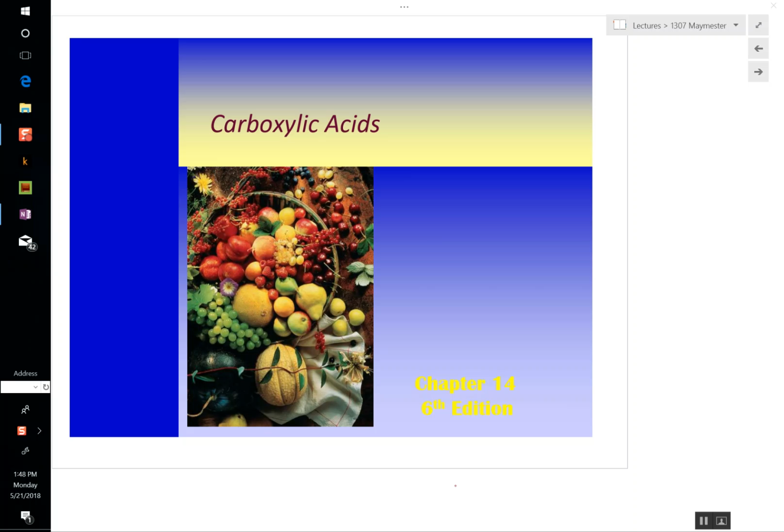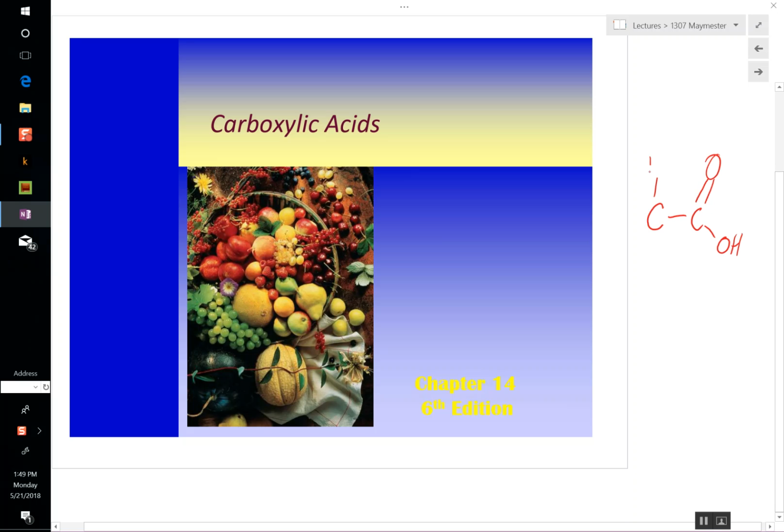Carboxylic acids and esters. The first half of the chapter, we'll just be getting familiar with what carboxylic acids are. And then as soon as we start talking about how they react, what are some of the reactions carboxylic acids undergo, we're going to be in the realm of esters. We're going to be producing esters from them. You are very, very familiar with this carboxylic acid.